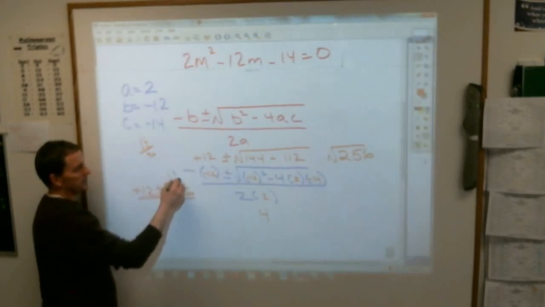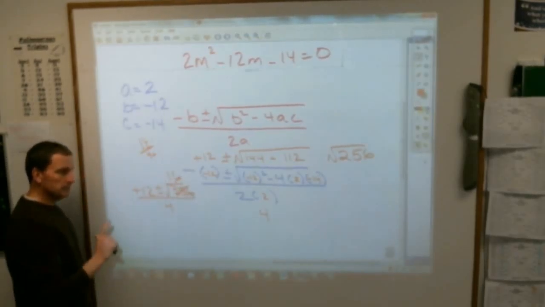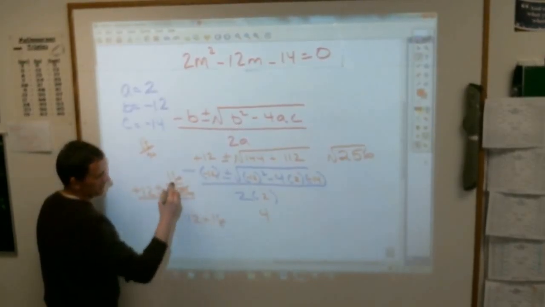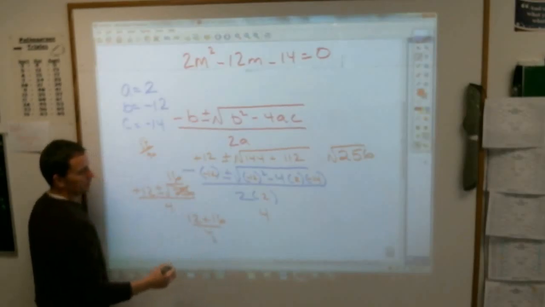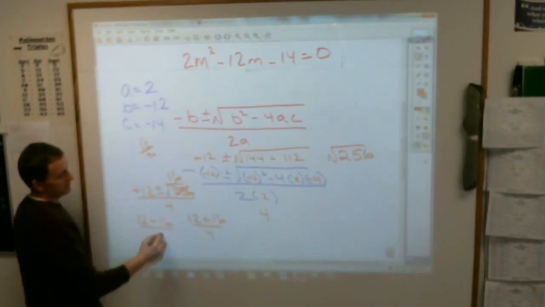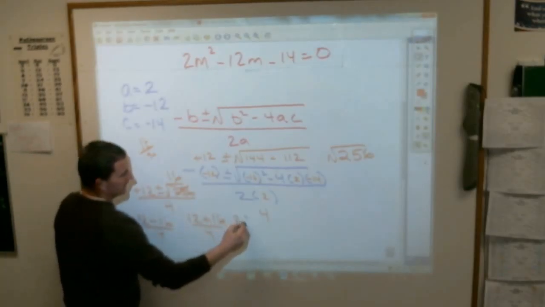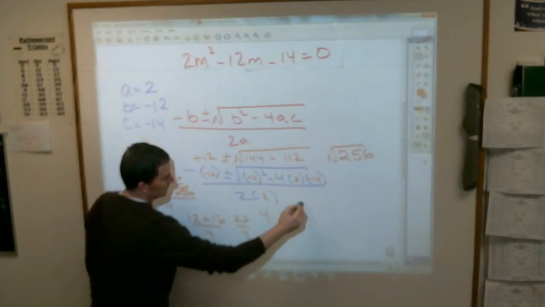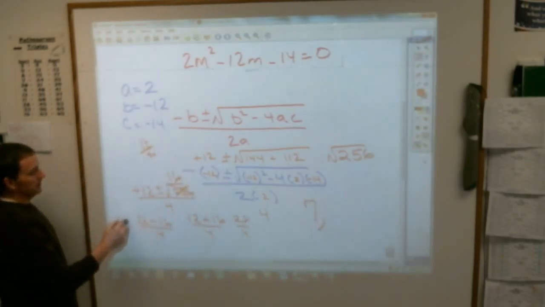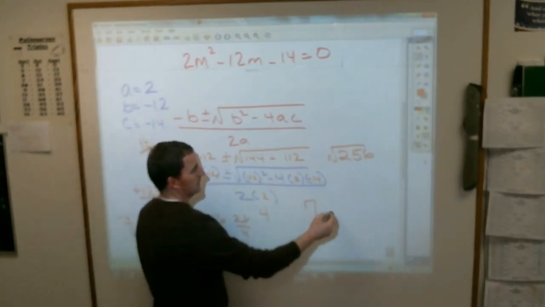So this ends up being 16, and the two answers you get are when you take 12 and add 16 to it and divide by 4, and when you take 12 and subtract 16 from it and divide by 4. 12 plus 16 is 28, and that divided by 4 is a 7. 12 minus 16 is a negative 4 over 4, and you get negative 1.